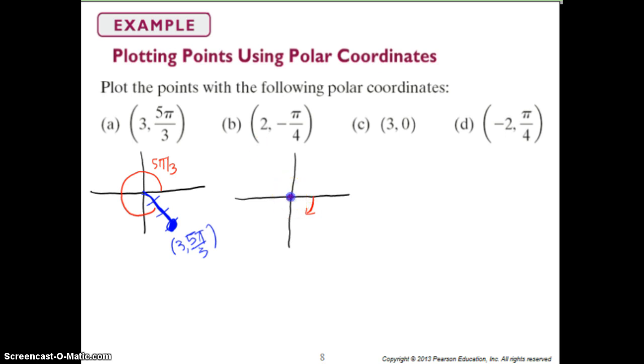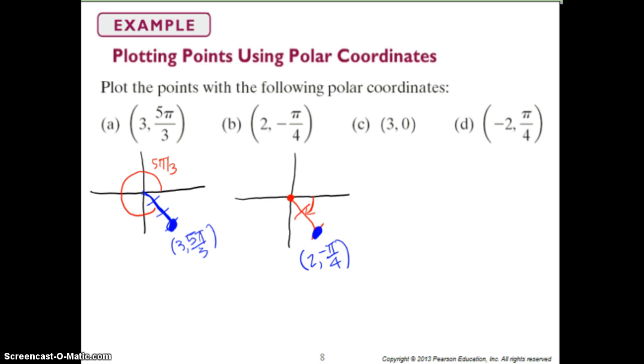And then if we want to walk 2 steps towards negative pi over 4, we're going to draw our line and start walking towards negative pi over 4 and go 2 units. And our point will be somewhere around here. This point would be 2, negative pi over 4.